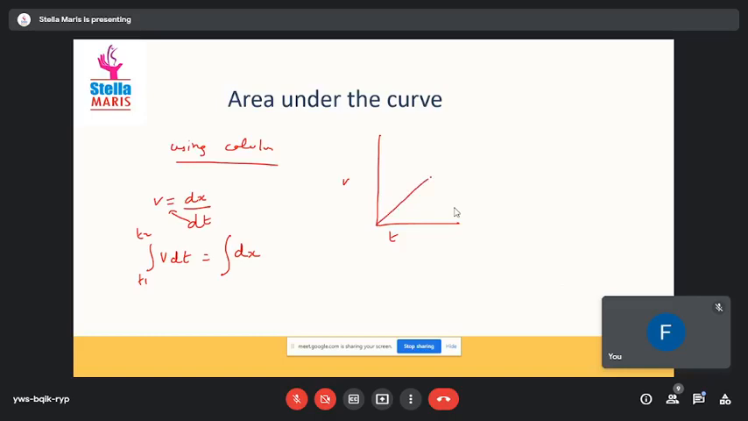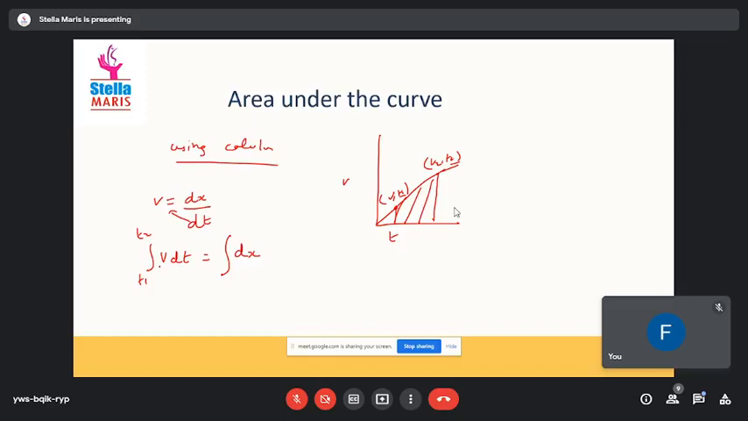When I want to find out the area under this curve, I can only do this if I know these points, that is v1 t1 and v2 t2. You understand? So there is a limit of time here, t1 to t2. You understood? So t1 and t2 are there, and you know their values.